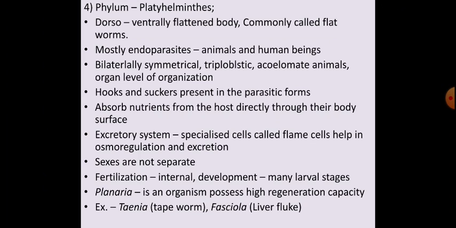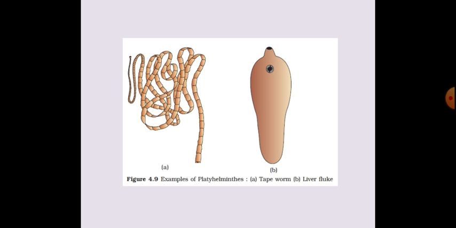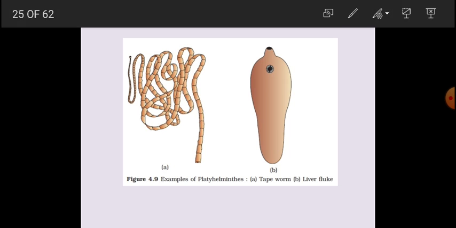They have organs. These organisms have different organs. Organs are hooks and suckers. Hooks and suckers are present in the parasitic form. They have two organs. One is hook and the second one is sucker. Here it is present.